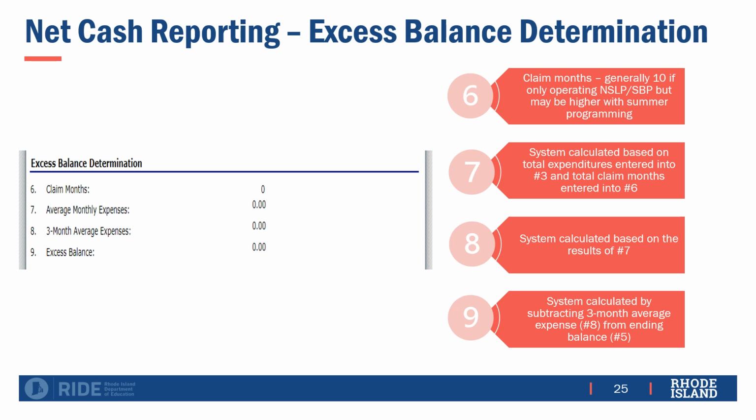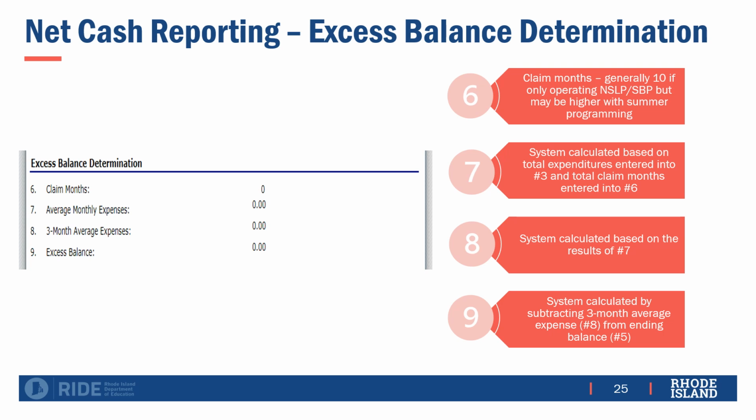Lastly, the system will determine the SFA's excess net cash balance by subtracting 3 months average expenditures as displayed in number 8 from the ending balance calculated in item number 5. If the value displayed as excess balance for item number 9 is a negative number or is equal to 0, then the SFA is in compliance with net cash resource requirements and no further action is necessary.